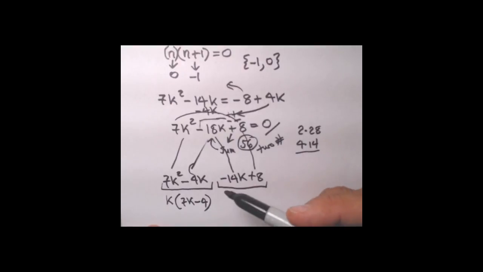Now double check this to make sure you're right. K times 7k is 7k squared. K times negative 4 is negative 4k. Okay, let's see what we can factor out of this guy over here. Most of the coefficients here are even, so we can get a 2. Yeah, so it looks like 2 is what we can factor out.